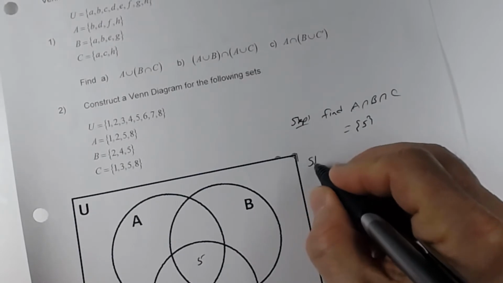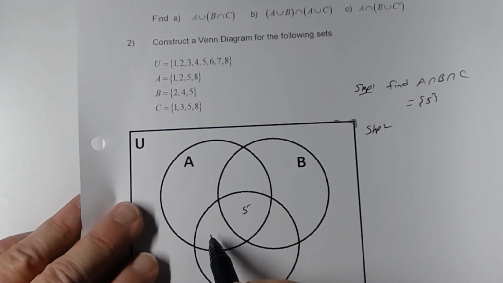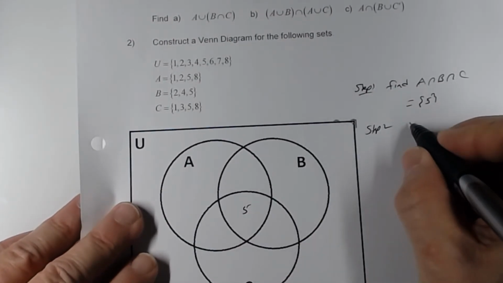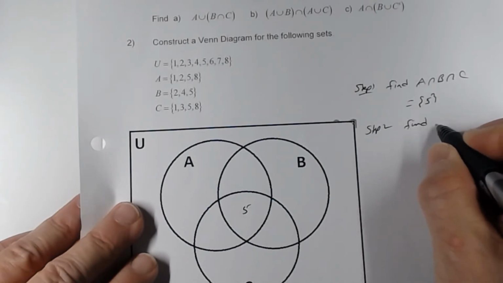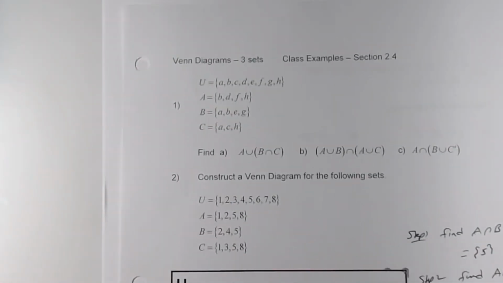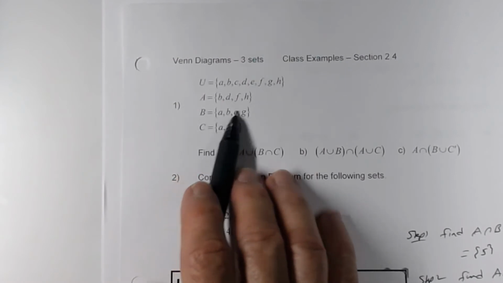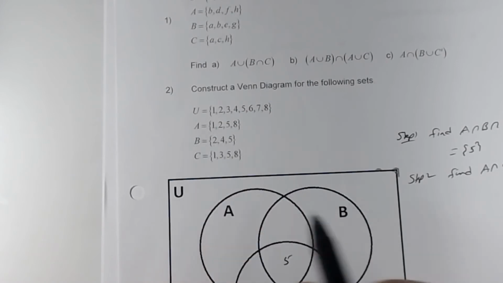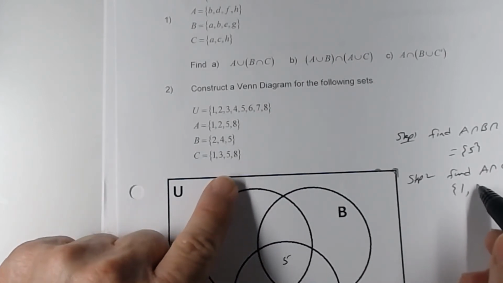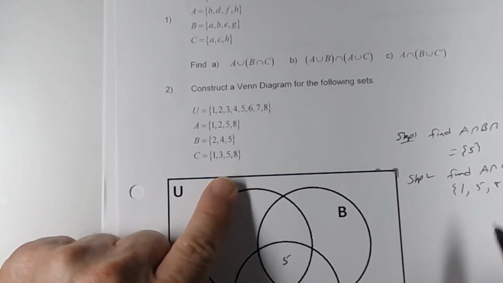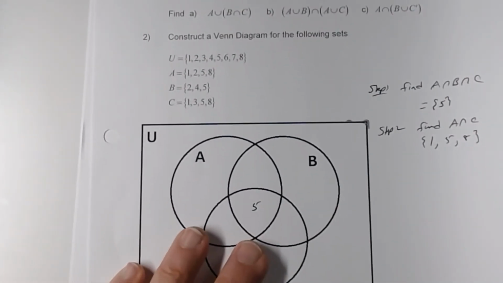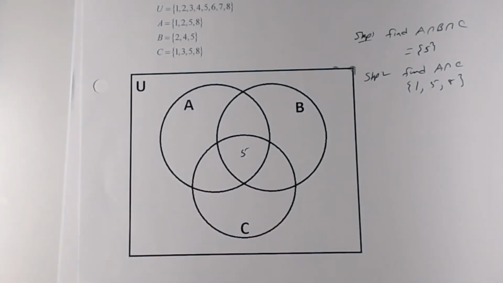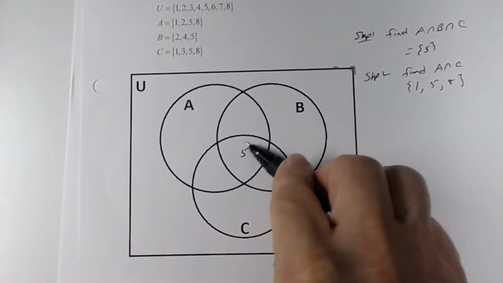So step 2, let's fill this part out. So let's say A intersects C. All right, first of all, look at A and C. What are the elements of A and C that they have in common? 1, 5, and 8. That's it, right? Y'all agree? 1, 5, and 8? All right, now that is A intersects C. Y'all agree with that? So 1, 5, and 8 goes in all of this right here.